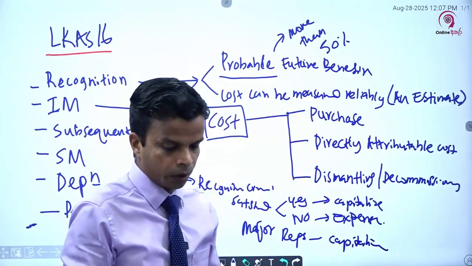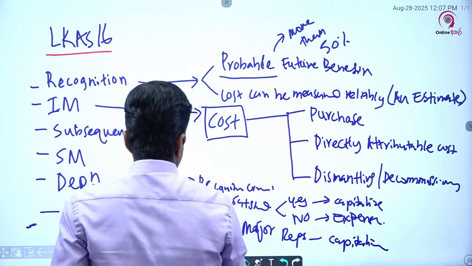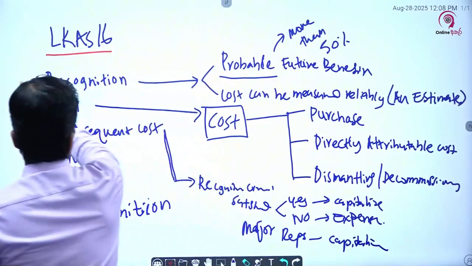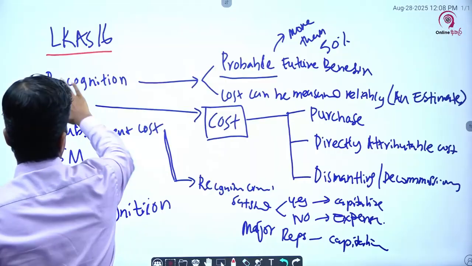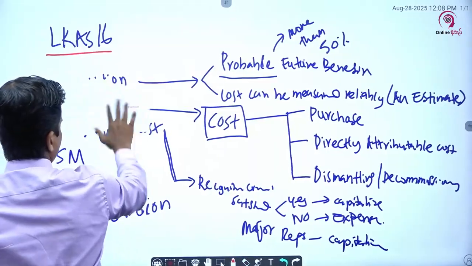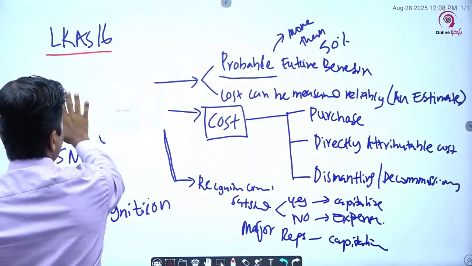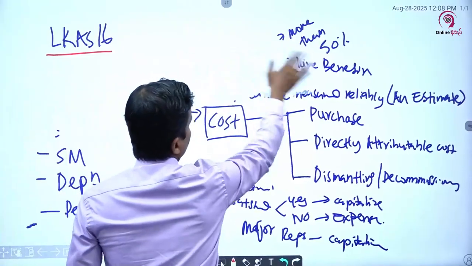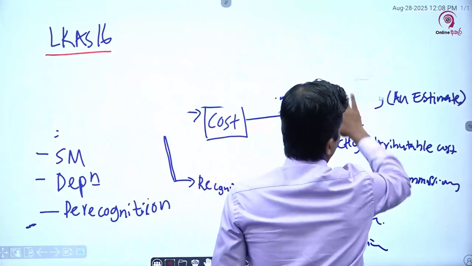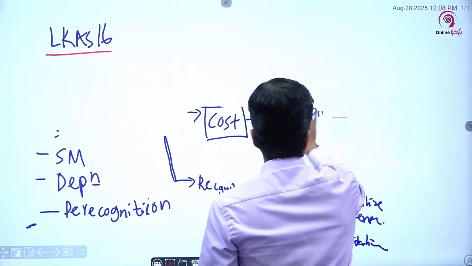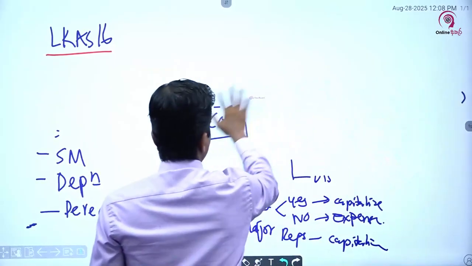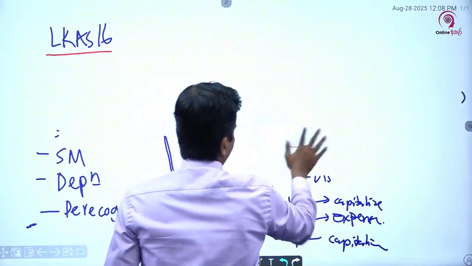Right. So we have discussed up to this point, right? So let me take some space for us to go through the balance part. It is important for you to understand two recognition criteria and also to identify the elements of the cost when you do initial recognition.